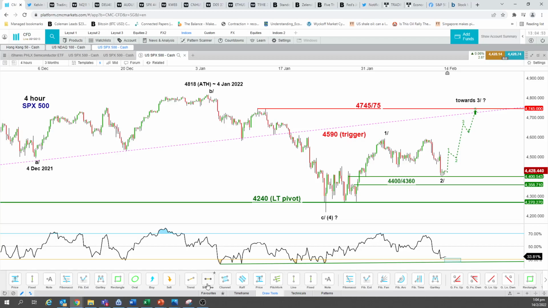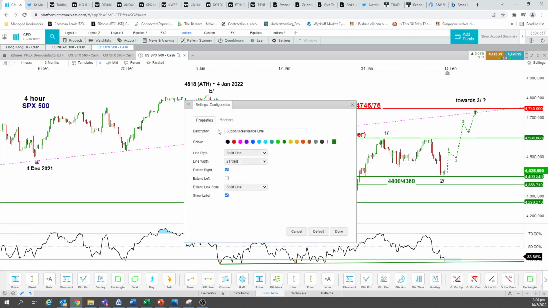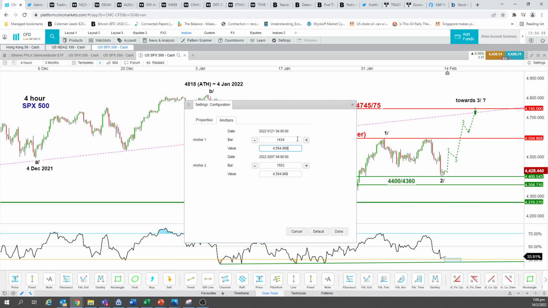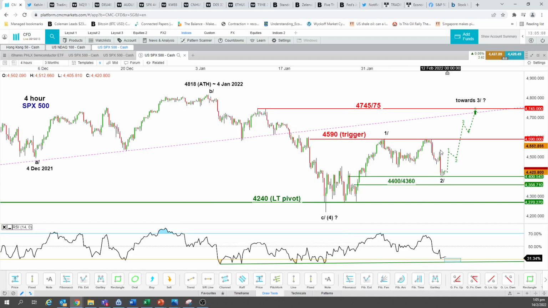But definitely the key. Okay, let me draw another line here again. So this line went missing. 45.90. So 45.90 will be the key potential upside trigger level. A break above or a 4 hour close above should take us up towards 47.45/75.